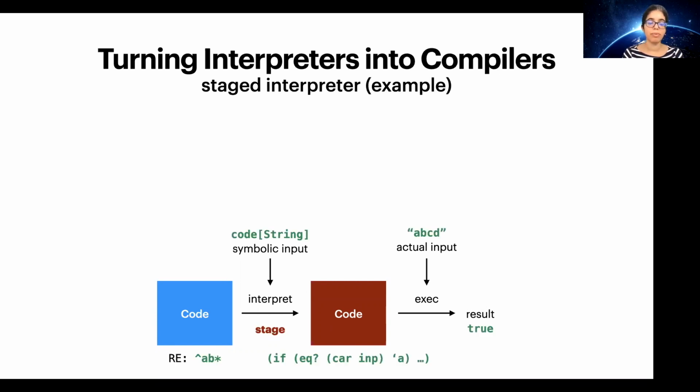So if we look at our regular expression example, we again have the input code is a regular expression. Now the additional input, symbolic input, is a code of string as opposed to a string. It's input that represents code in the generated code, but it's not known at this stage. And then we generate low-level code that does some matching for a regular expression. So for example, it matches the first character A. And then we actually run this code with actual input to get a result like true.